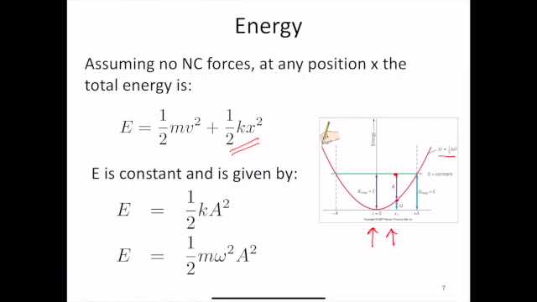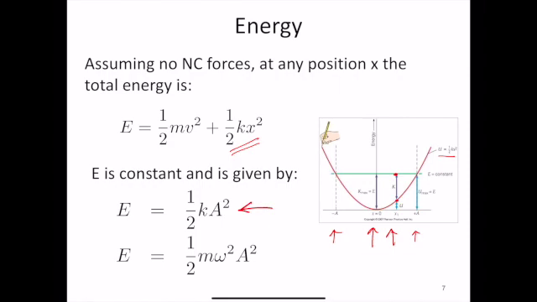And when the mass is at one of these two turning points over here and over here, then the kinetic energy is 0, because it's reached the end point, it's turning around, it's paused for a moment, so its velocity is 0. So the entire energy is potential. And so the potential energy at these turning points is given by half kA squared. And that is also equal to the total energy. So the total energy is half kA squared, right?